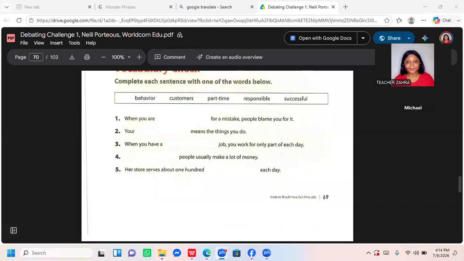So in our last class yesterday, we stopped at finding the meaning of behavior, customers, part-time, responsible, and successful, right? Yes. Okay. And yesterday we looked at the meaning of behavior and customers. We said behavior is how a person acts, right? Yes. Okay. And customers are people that go to a store to buy goods, right? Yes. Okay. So now what is the meaning of part-time?